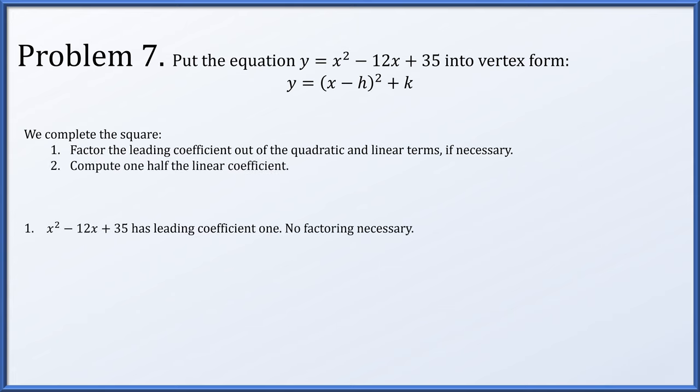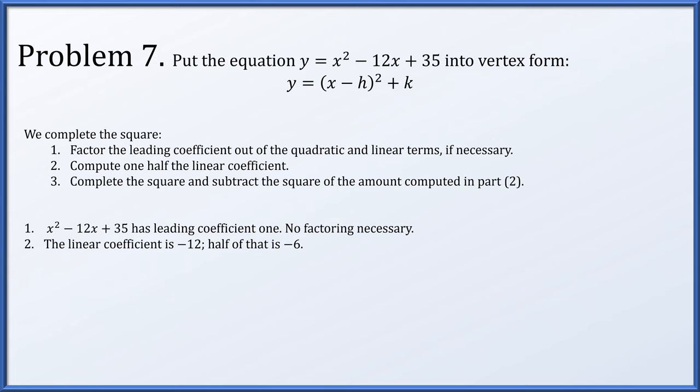Next, we want to compute 1/2 the linear coefficient. The linear coefficient is negative 12, 1/2 that is negative 6. Then we complete the square, subtracting the square of 1/2 the linear coefficient. So instead of x squared minus 12x, we call it x minus 6 squared minus that quantity negative 6 squared, in other words, minus 36. But that plus 35 is still hanging out there. We haven't done anything to that.